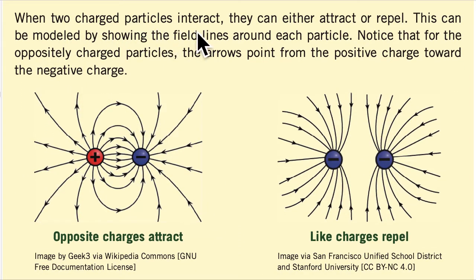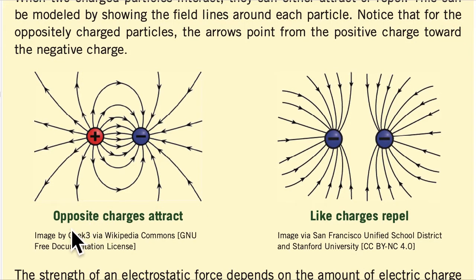When two charged particles interact, they can either attract or repel. This can be modeled by showing the field lines around each particle. Notice that for the oppositely charged particles, the arrows point from the positive charge toward the negative charge. Opposite charges attract. Like charges repel.